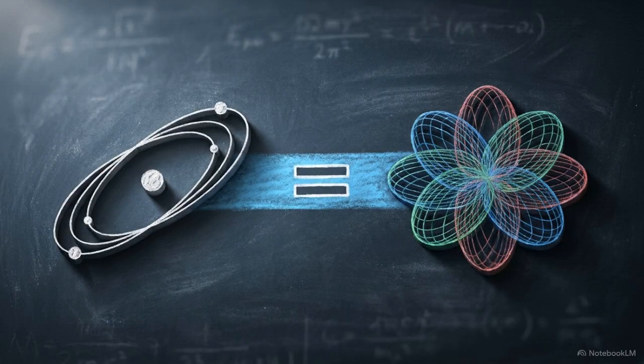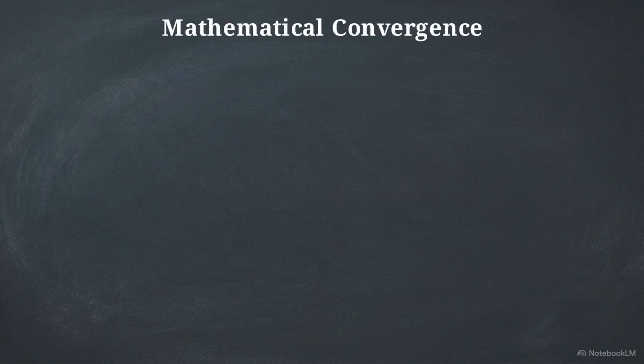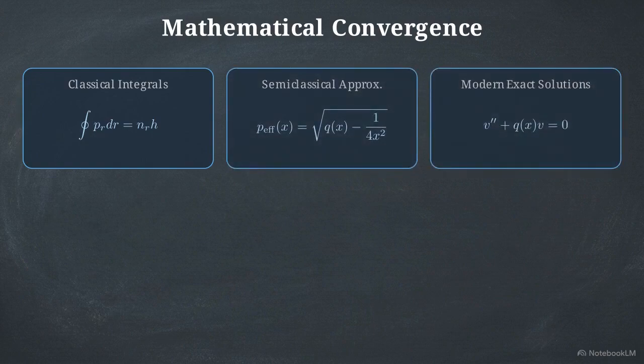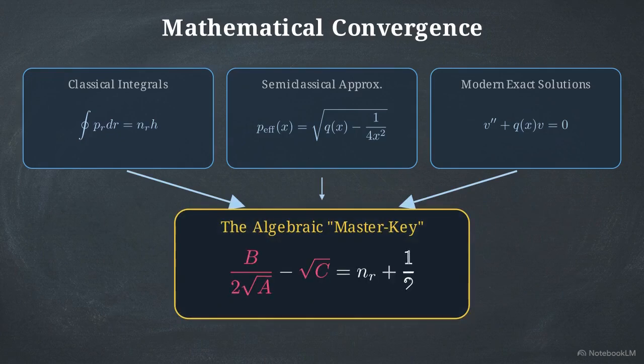These heuristic predictions from the early 1900s are a direct mathematical output of the WKB approximation applied to modern spinor mechanics. This mathematical convergence holds across three different frameworks: classical action integrals, semiclassical approximations, and modern exact solutions. Each of these approaches relies on the same underlying algebraic structure to define energy levels.